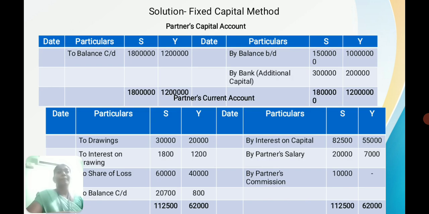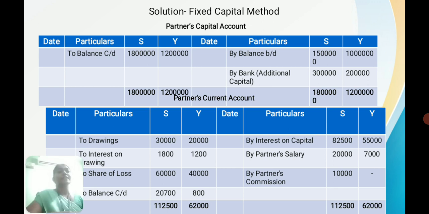First, if the capital is a fixed one, we have to open two accounts. The first one is the partners' capital account. In that we will enter only the opening balance and the additions. So we have entered the opening balance on the credit side. For Samir it is 15 lakh, for Yasmin it is 10 lakh. And in addition, for Samir it is 3 lakh, for Yasmin it is 2 lakh. The total amount is entered on the debit side. The amount is carried forward to the next year.